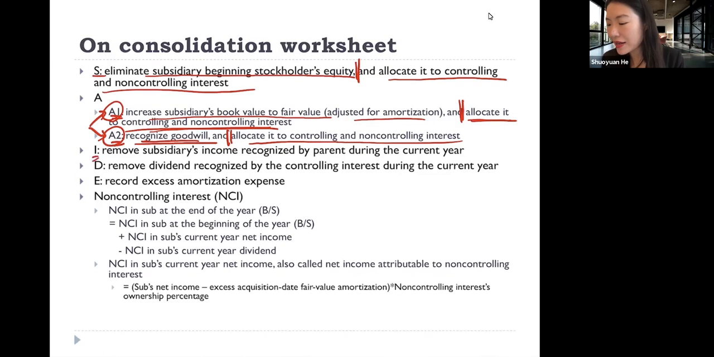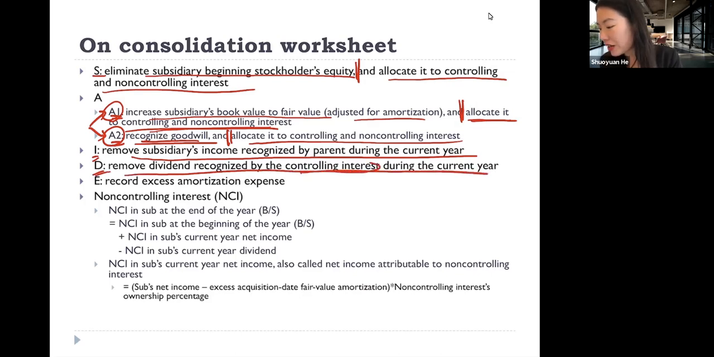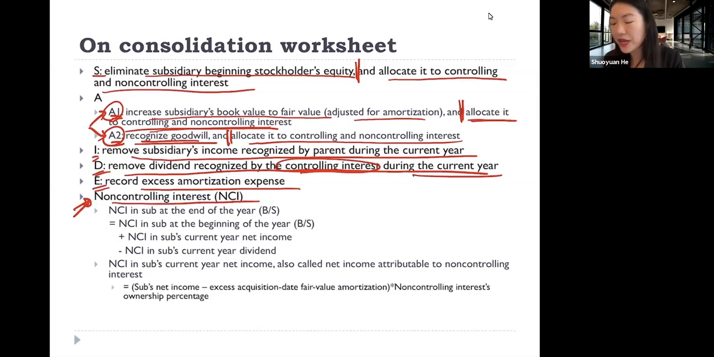Consolidation entry I removes the subsidiary's income recognized by the parent during the year. Here it is exactly the same as before. Consolidation entry D removes the dividend recognized by the controlling interest during the year. So here we only need to worry about the controlling interest's dividend. Consolidation entry E records excess amortization or depreciation expense. Here it is the same as before. And this is the column we're adding about non-controlling interest.